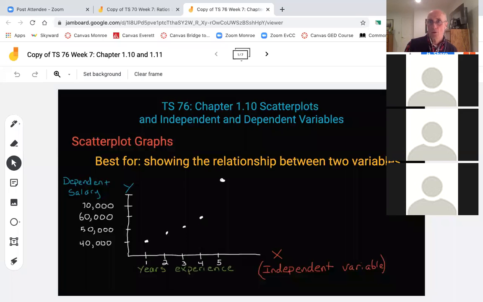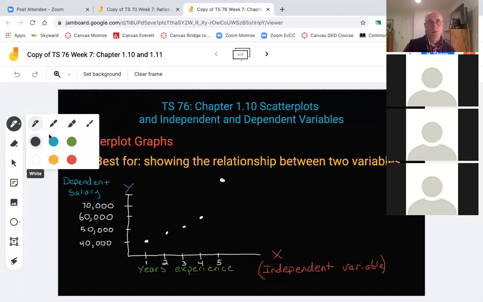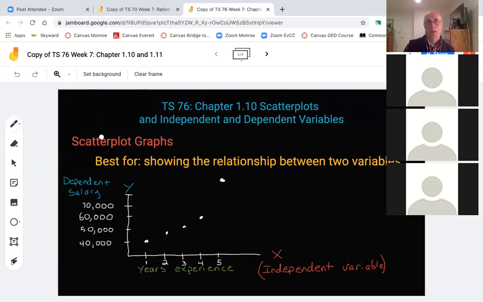I'm going to jump in here on this Monday night, and we're going to talk about chapter 1.10 in your textbooks. Primarily, it's about these things called scatter plot graphs. So, in your notes, if you just write chapter 1.10 scatter plot, that's going to be a key concept that I'm going to go over here with you.